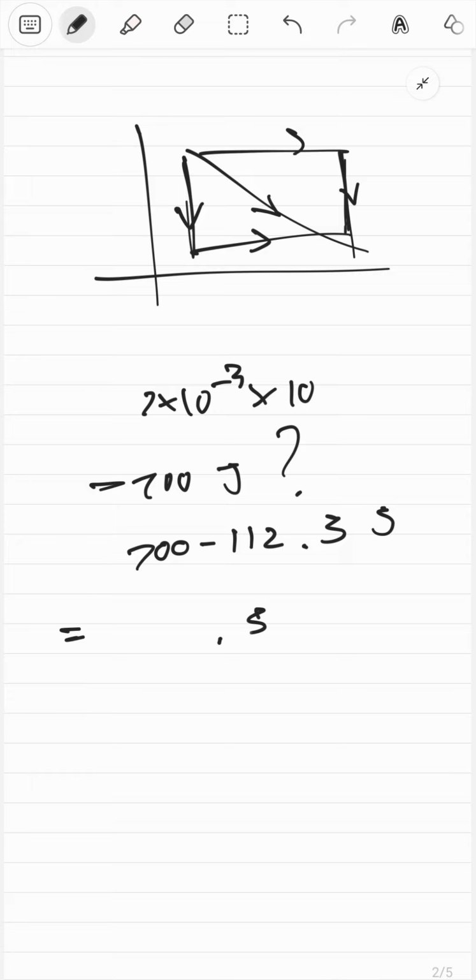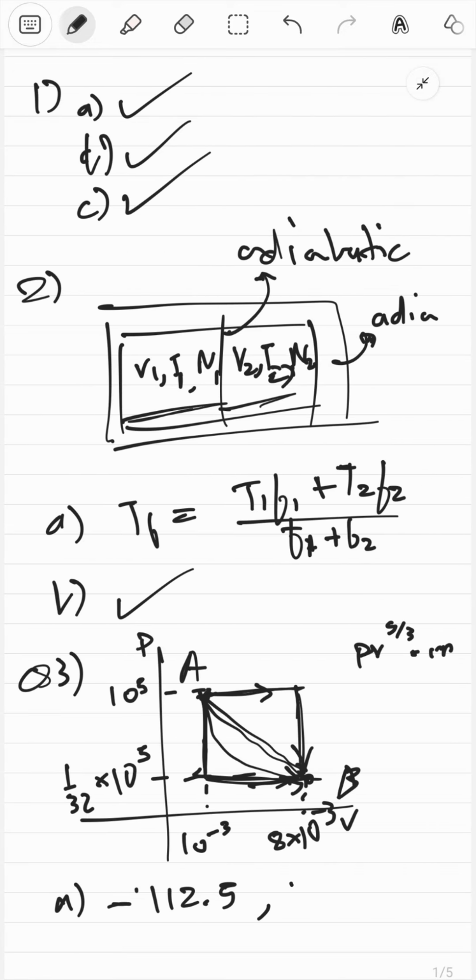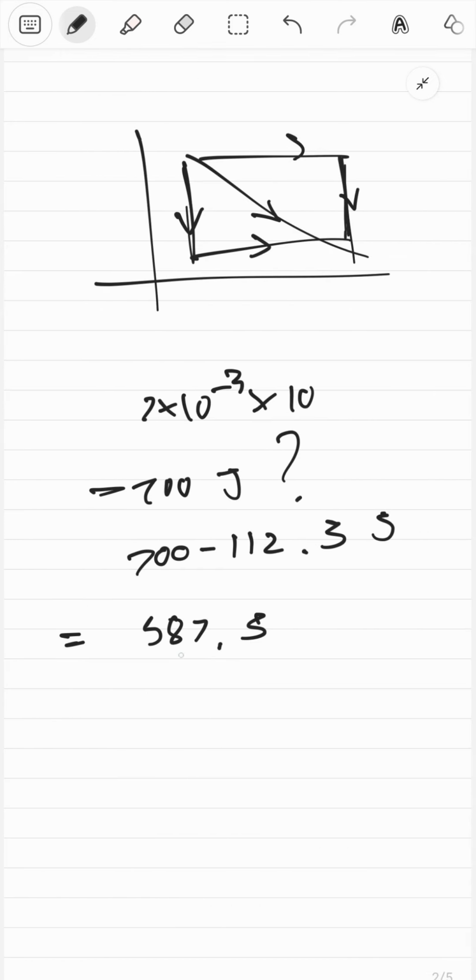It's like something, just 0.5 and 9. Sorry, so 9 minus 7, what's 8. This is 6 minus 1 is 5. So it's 87.5 joules. And lastly, you also want this thing.